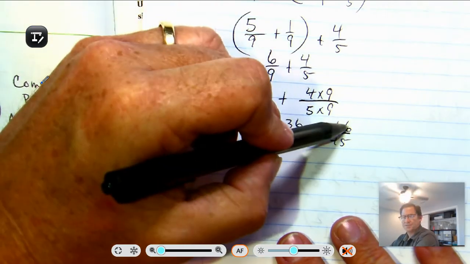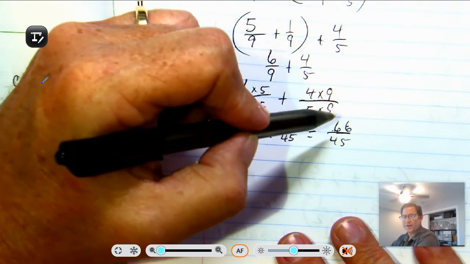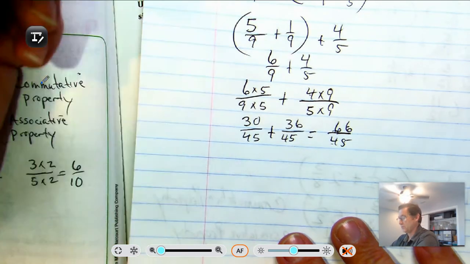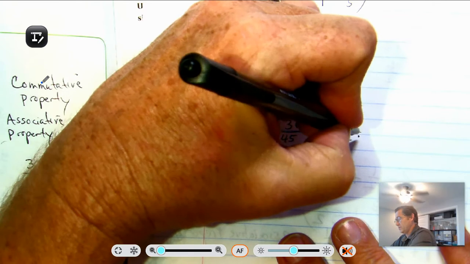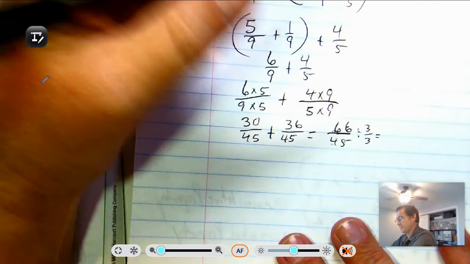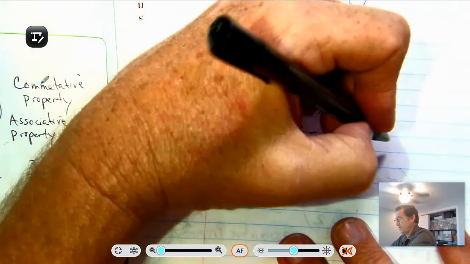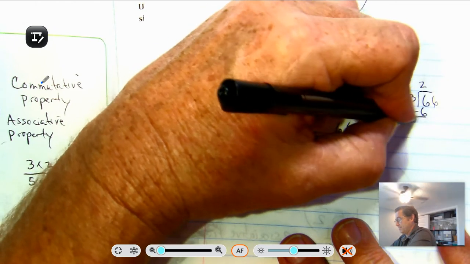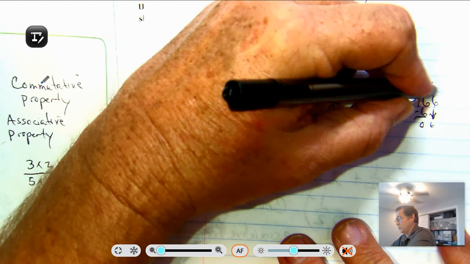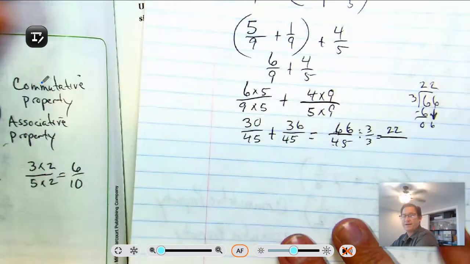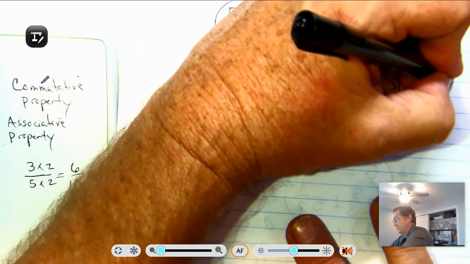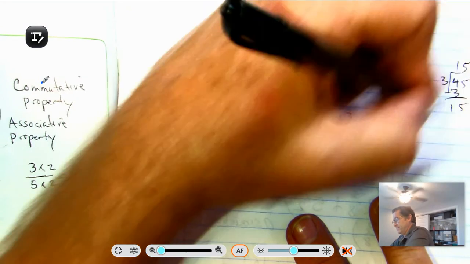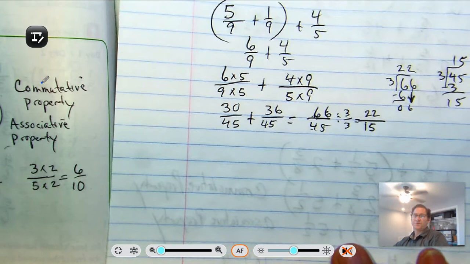Well, 6 plus 6 is 12, which means it's divisible by 3. And 4 plus 5 is 9, which means it's also divisible by 3. So let's go ahead and reduce both of these by 3. 66 divided by 3 is 22. And 45 divided by 3 is 15. So 22 15ths.